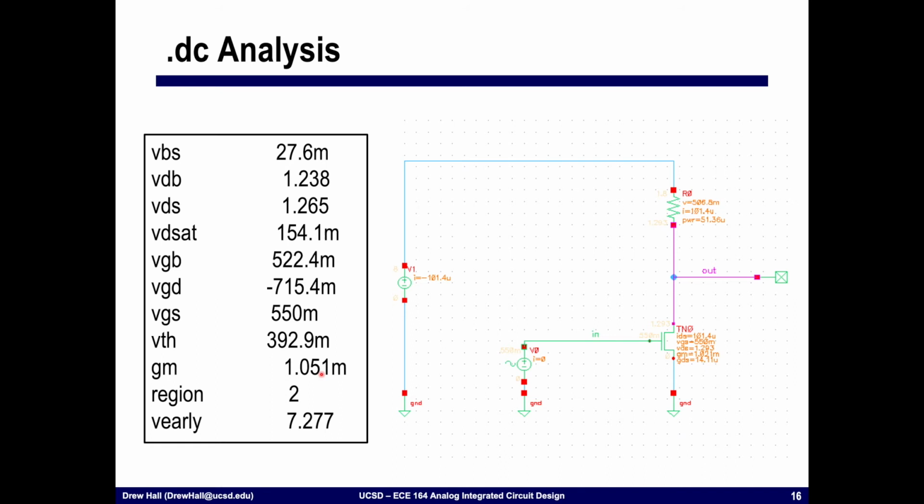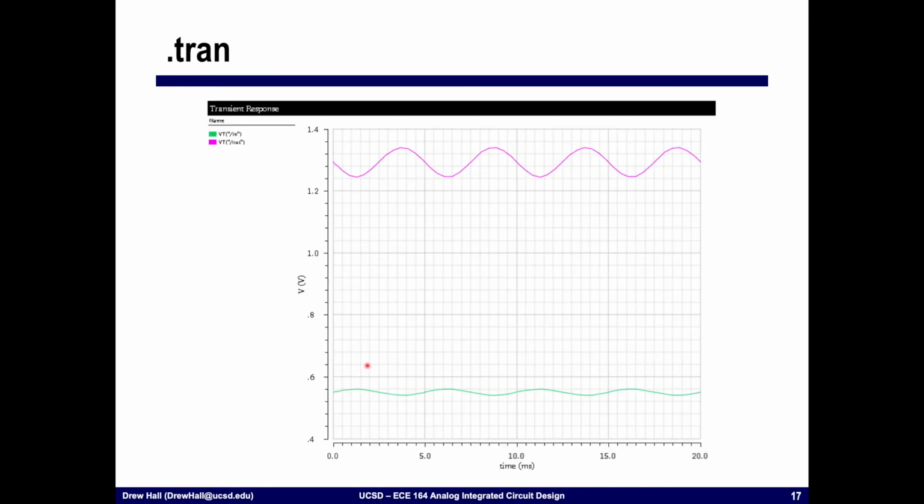All right, so next I've run a transient simulation. This transient simulation is applying a sinusoidal source at the input. You can see my DC offset here along with my AC input. And I'm running this entire simulation for 20 milliseconds. You can see the output is 180 degrees out of phase with my input. That's where the inversion comes in from our common source amplifier. But you can see that my amplifier has gain. The output voltage is larger than my input voltage.